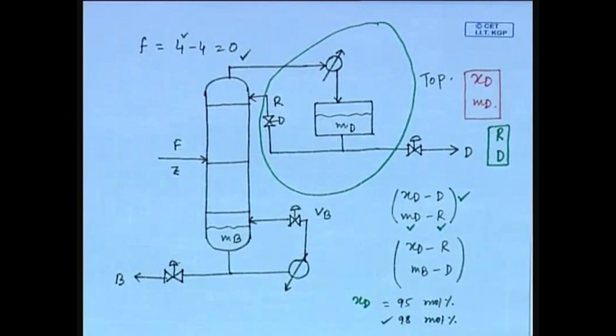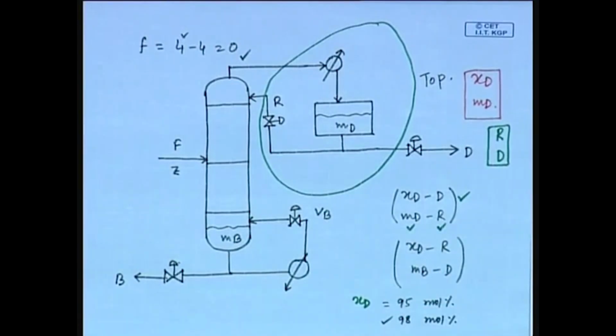It is perhaps not possible to get 98 mole percent purity by the manipulation of distillate, but it may be possible to get 98 mole percent purity by the manipulation of reflux flow rate, because if we want to get 98 mole percent purity, there is a need to increase the reflux flow rate, which will affect the separation in the process, and there may be some improvement of composition in the top section.